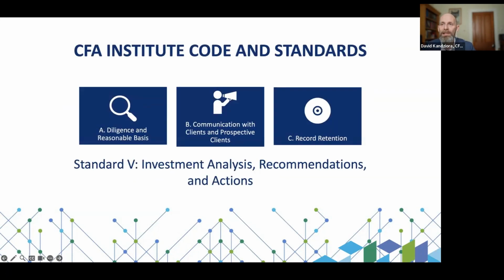Standard 5, investment analysis, recommendations and action, diligence, reasonable basis. We've also got communication with clients and prospective clients, as well as record retention. Again, we're going to look a little bit more in depth at these standards in particular when we do some of the case studies. So we obviously want candidates and charter holders to exercise diligence, independence and thoroughness in making their investment recommendations, as well as taking investment action. As has cropped up in exams and in real life, you want a reasonable and adequate basis supported by appropriate research when you're giving those investment recommendations.